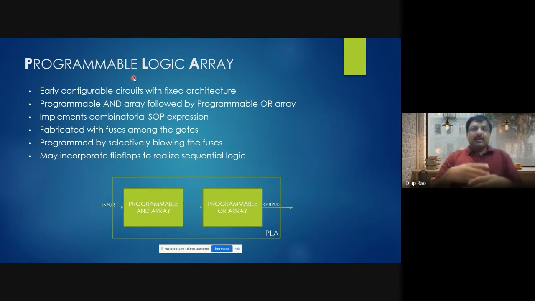During fabrication, this entire device is fabricated with fuses among the gates, and when you want to configure or program, these fuses are selectively blown away. That is what the configuration means. The fuses are selectively blown to establish the desired circuit, and consequently the necessary functionality is realized. Current day PLAs can also incorporate flip-flops or registers to realize sequential logic, but in its oldest format it was just a cascaded connection of a programmable AND array and a programmable OR array.